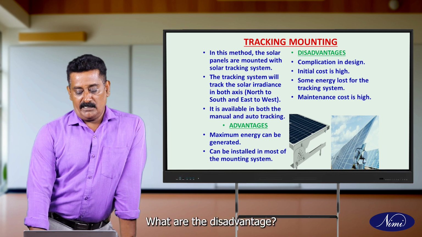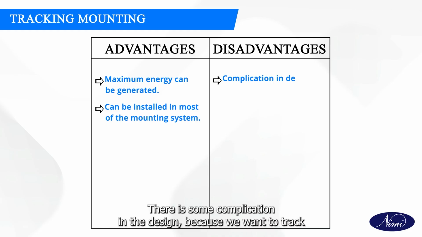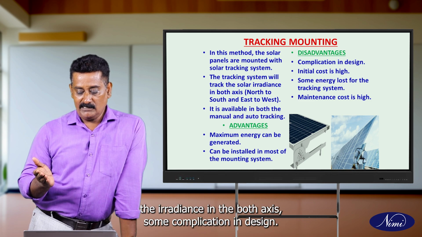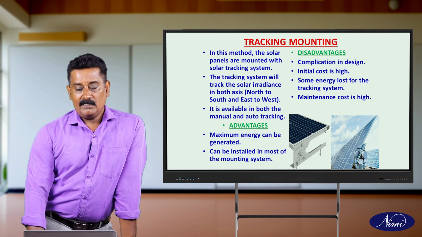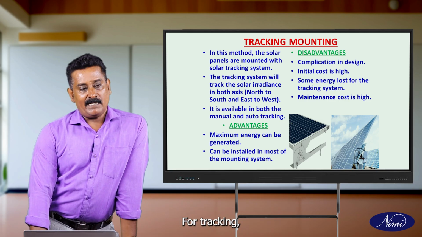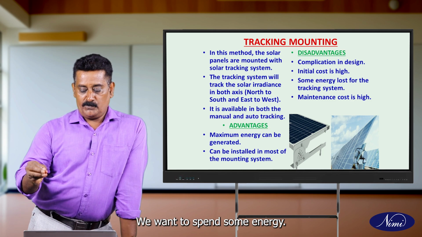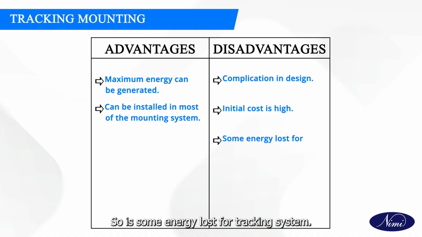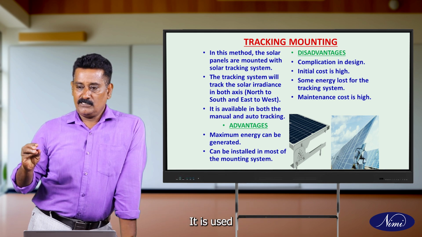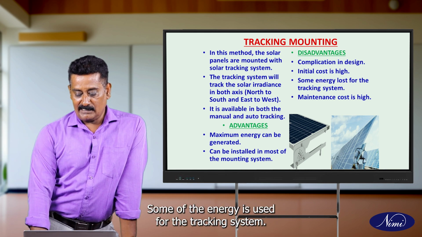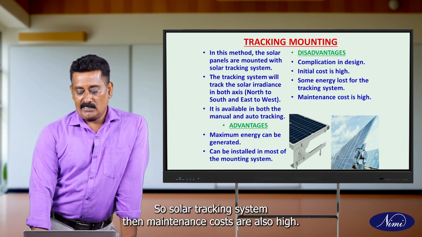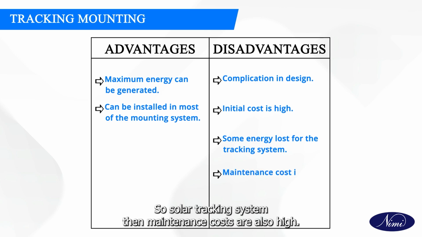What are the disadvantages? There is some complication in the design, because we want to track the irradiance in both axes. And when the complication is there, the initial cost is also high. For tracking, we have to spend some energy. Some of the energy generated from the solar panel is used for the tracking system. So, some energy is lost for the solar tracking system, and the maintenance cost is also high.